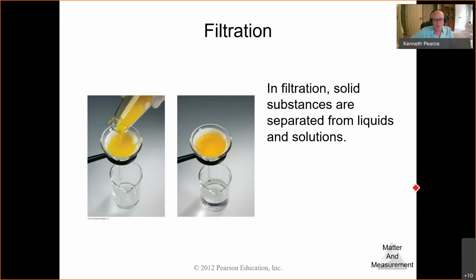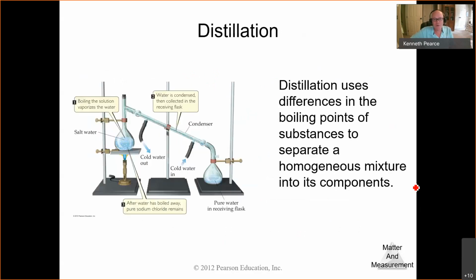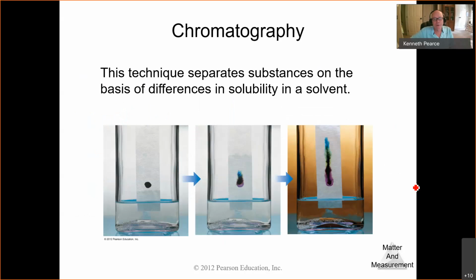Filtration, that's when you pour it through a filter. You separate a solid from a liquid. Distillation, you're taking advantage of differences in boiling points. Things with lower boiling points come off first. Things with higher boiling points come off last. Chromatography, differences of adherence to either the solvent phase or the solid phase. Okay, we won't do any of that this semester. It's a pretty fun experiment, though.